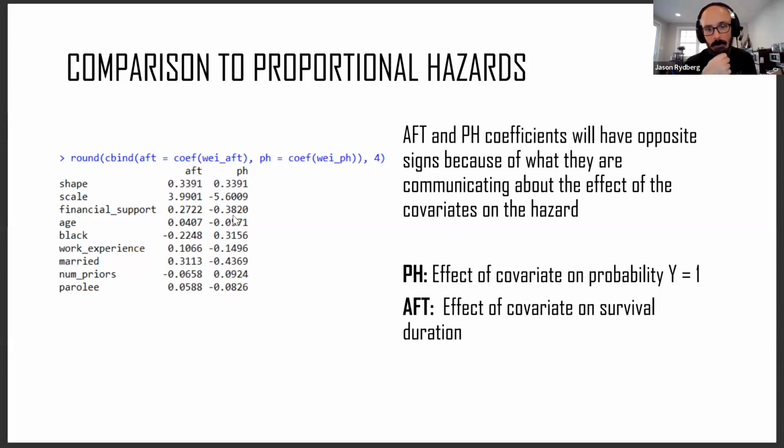the financial support coefficient for the proportional hazards model is negative, right? Which is very similar to what we saw with the Cox model. It's very similar in scale as well, that it suggests that being on financial support compared to the control group decreases the hazard, which subsequently increases the survival time. It stretches the survival time, right? So it makes sense that these would be opposite signs. So just keep that in mind when interpreting these results.